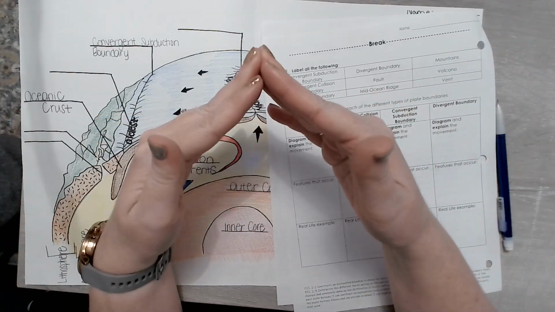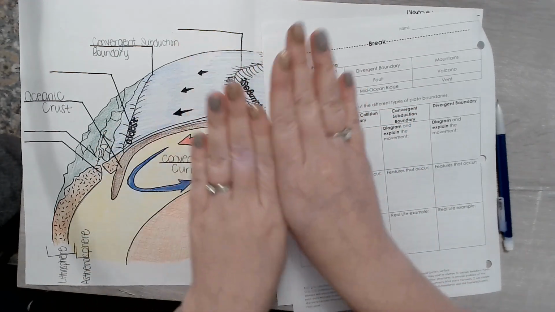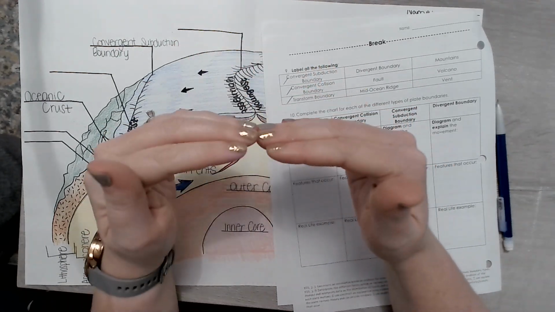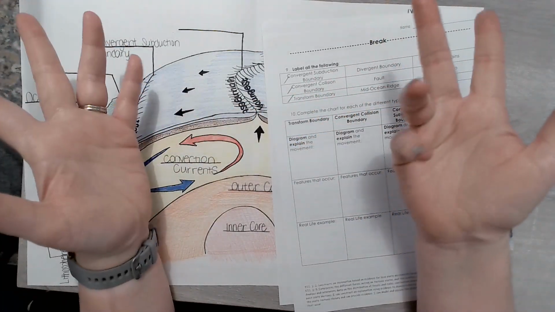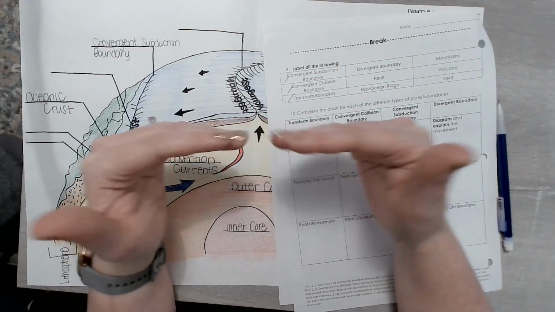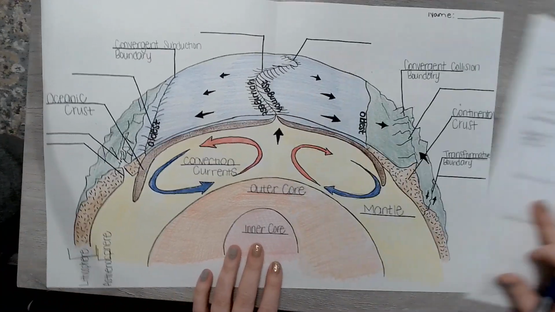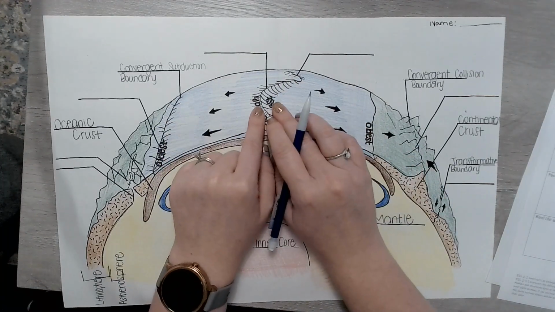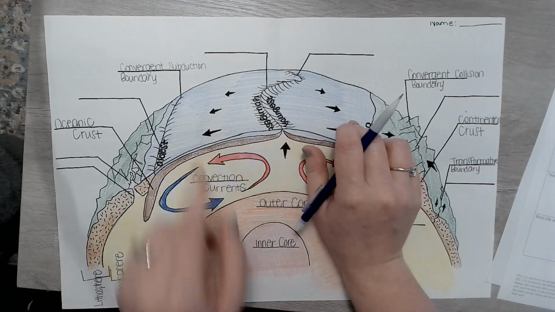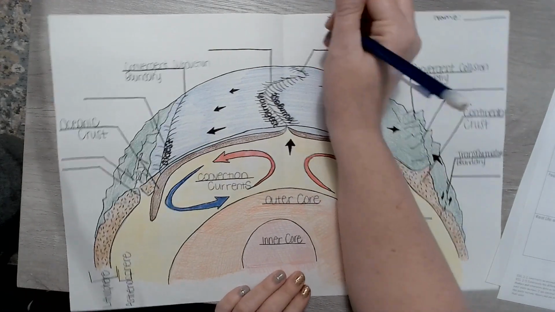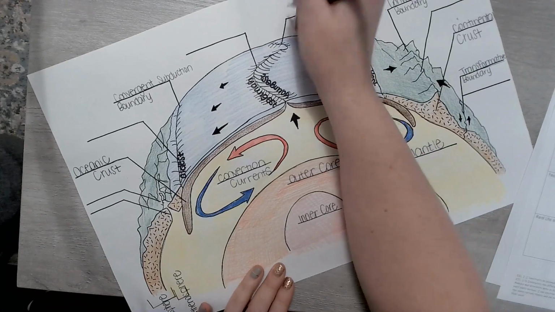Convergent is coming together, transformative is sliding past each other, divergent is they're diving away from each other. That's how I remember it, at least. So, by moving away, the only place that this is happening in this one is right here because you have the arrows forcing out. So, this is your divergent boundary.